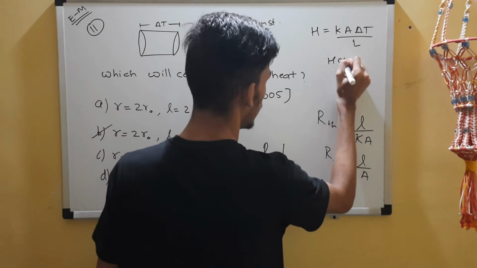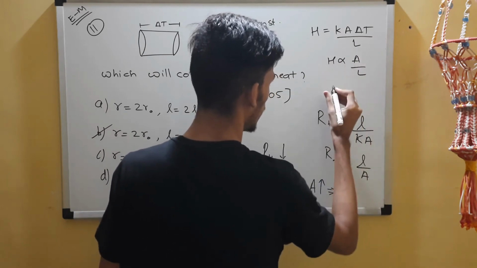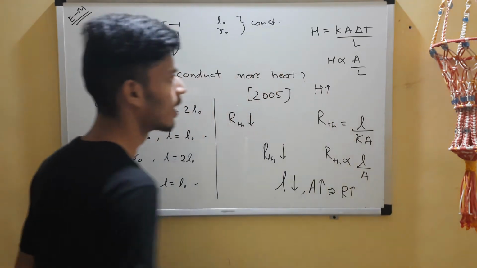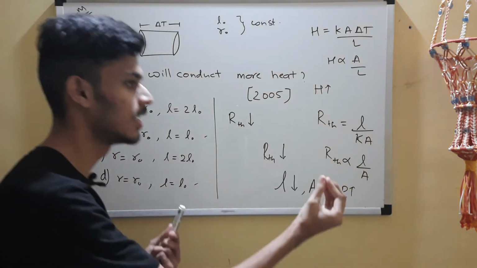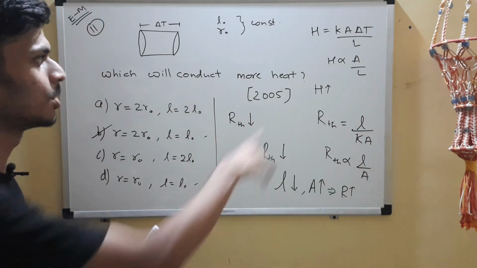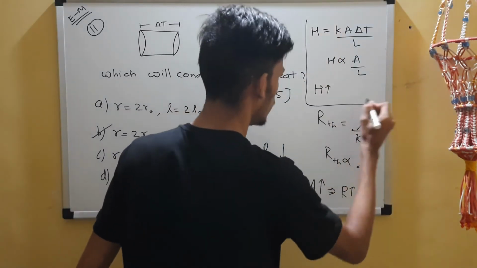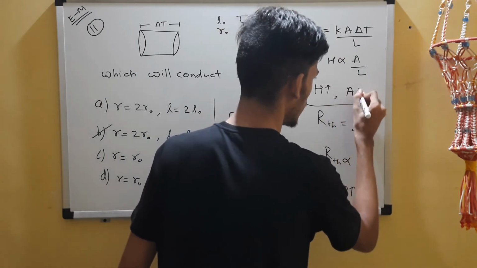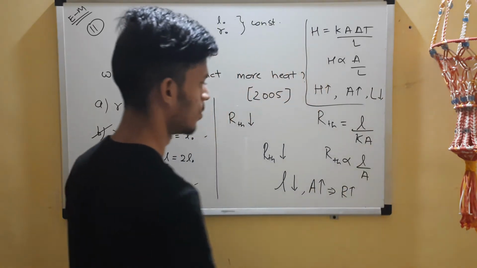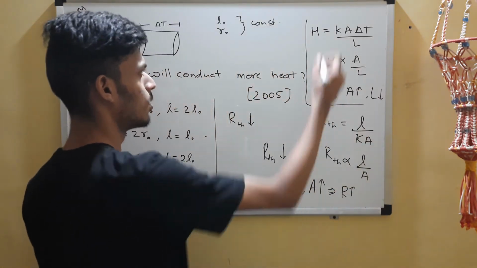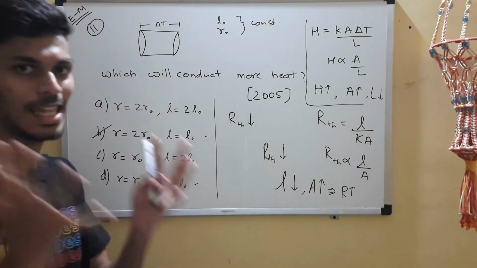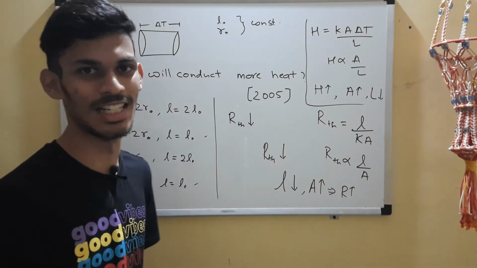Okay, so H is directly proportional to A by L. Here in this case you want to increase heat current, right? You want to increase the rate of flow of heat so that more heat is conducted. So this is another way of looking at it. Here you want to increase area and decrease length. Similar condition you can see over here. You can also watch it this way. The answer is option B anyways. Okay, let's move to the next question now.